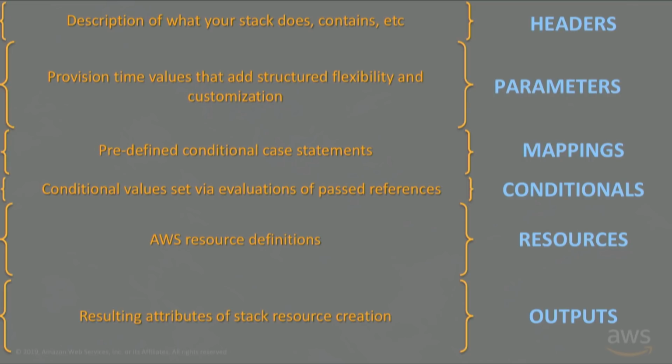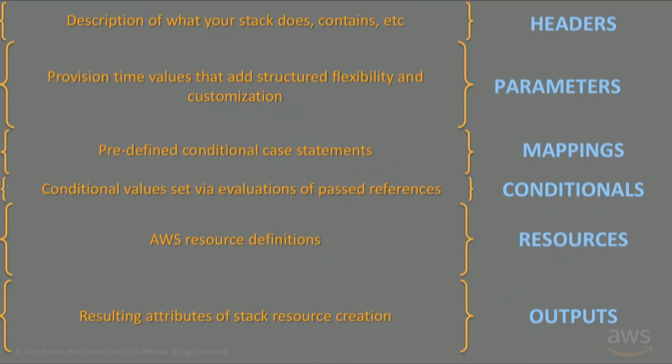We have mappings. In this case, you could think of mappings as a predefined case statement or switch statement inside of your template. We have conditionals, which are similar to mappings, but in context basically allow you to say that a resource should or shouldn't be created given some other context. So in production, we will always do something HA, but in dev, we won't, type of a thing. There are the resources, so that's the meat of this document, the actual AWS resources that we're going to define. And then there are outputs.